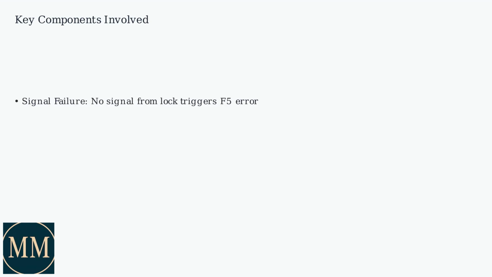If the control board doesn't receive the locked signal within a few seconds, it triggers the F5 error code to prevent operation and ensure safety. The F5 error code on Maytag washers indicates a problem with the lid or door lock mechanism. Common causes include jammed locks from clothing or debris, which can prevent the lock from engaging properly.